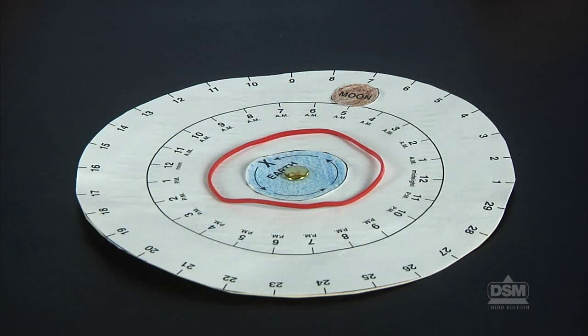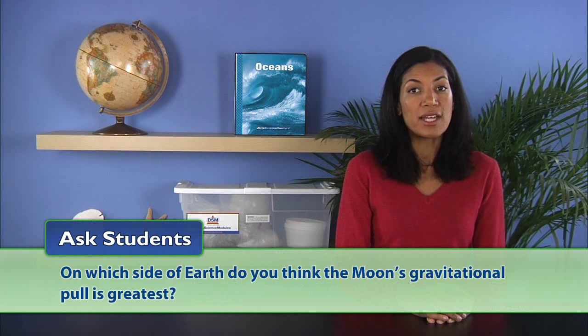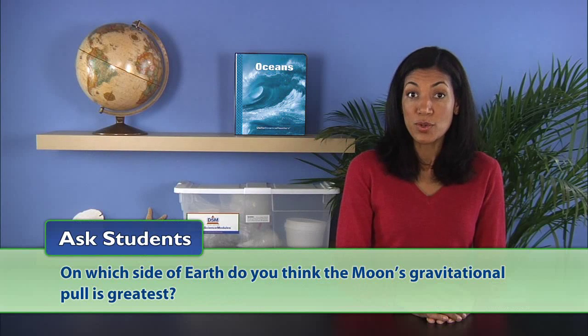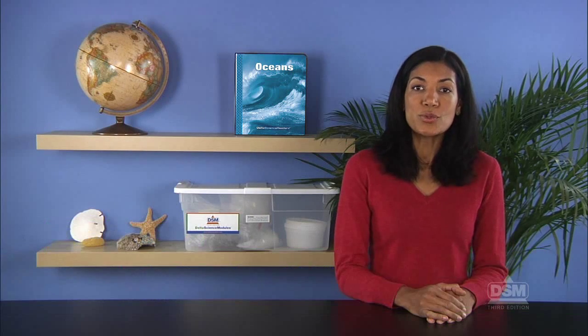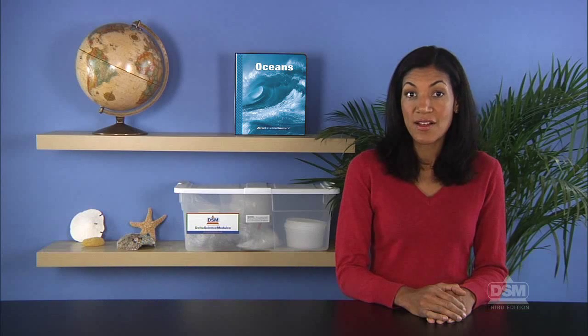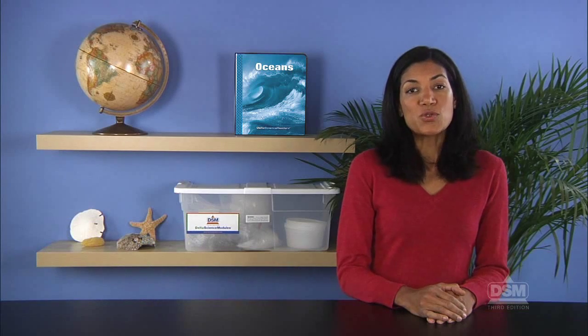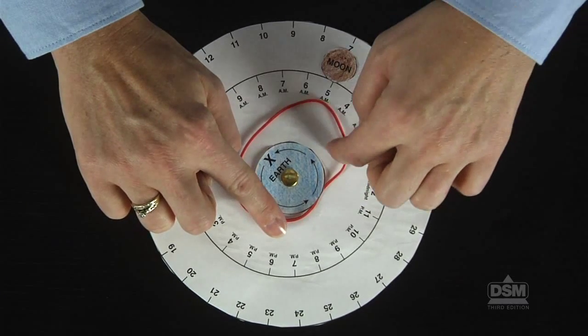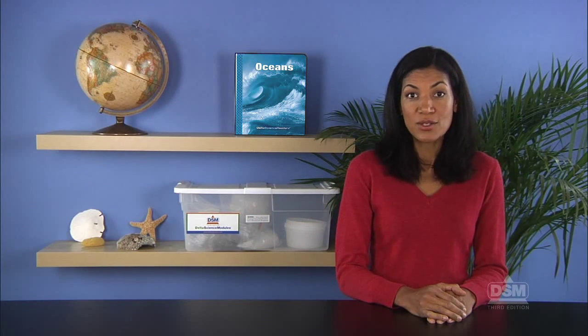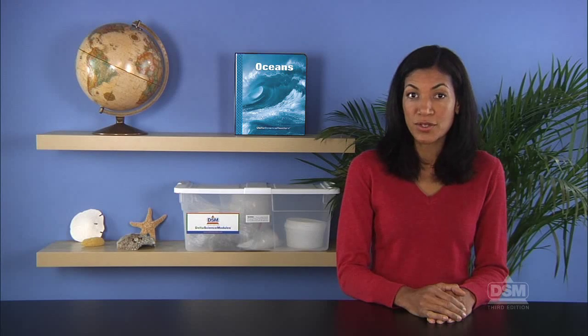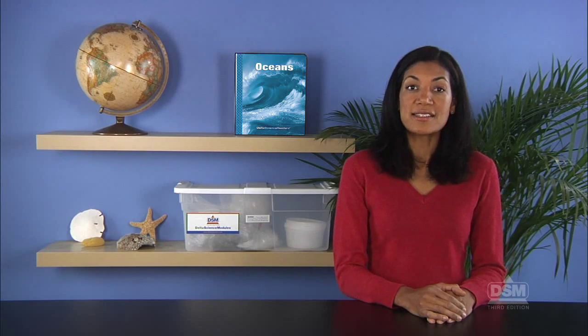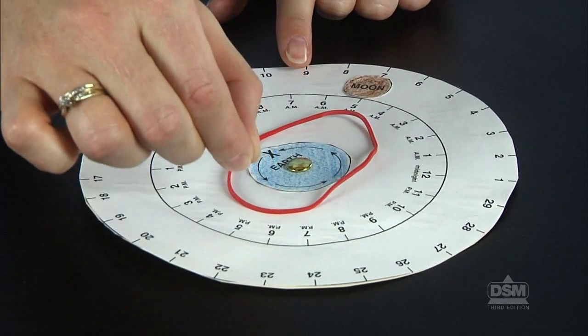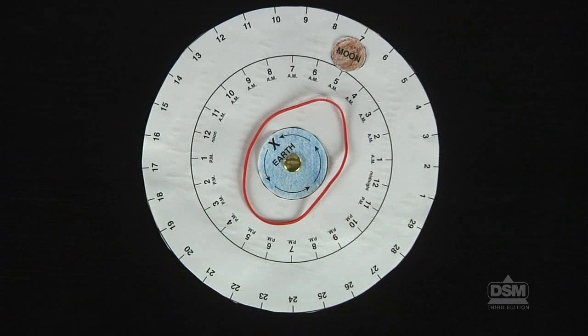Have students look at their tidal dial again and ask, on which side of Earth do you think the Moon's gravitational pull is greatest? Students should respond that the gravitational pull is greatest on the side facing the Moon. Instruct students to stretch the rubber band so that it bulges on the side of Earth facing the Moon. Inform them that the side of Earth facing the Moon experiences high tide due to the Moon's gravitational pull on Earth's oceans. Next, slide the Earth disk very slightly toward the Moon to create two bulges of the rubber band on opposite sides of the Earth disk.